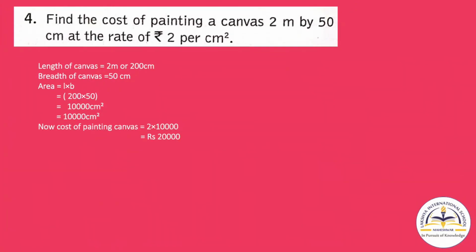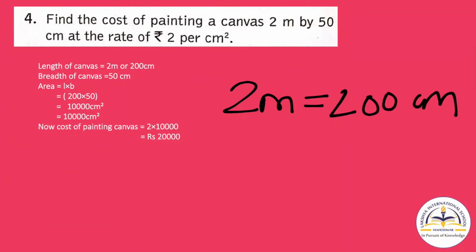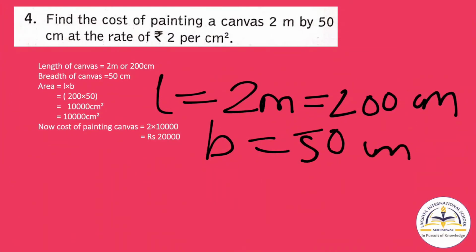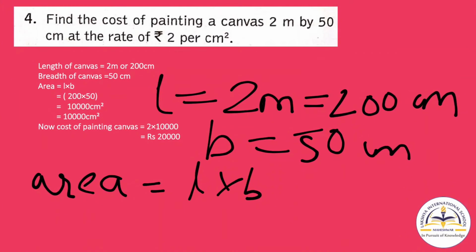Now question number 4. Find the cost of painting a canvas 2 meter by 50 centimeter at the rate of rupees 2 per centimeter square. Now length of canvas is given in 2 meter and we know in 1 meter there is 100 centimeter. So in 2 meter there will be 200 centimeter. So this is the length and breadth is given, that is 50 centimeter. Now we have to find out the area first, that is length into breadth.